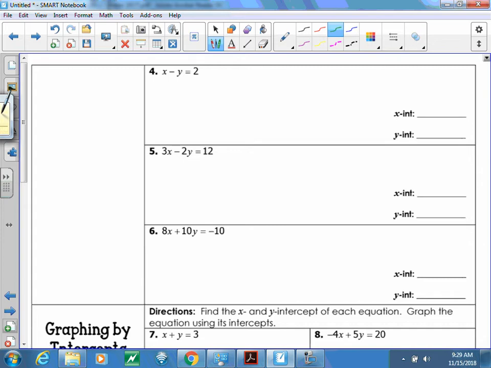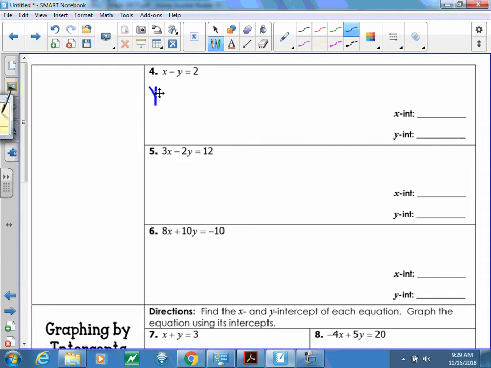Alright, what if we have these written in standard form? Standard form is actually the perfect opportunity for us to use the intercept method because it makes it a little bit easier to do. X minus y is equal to negative 2.